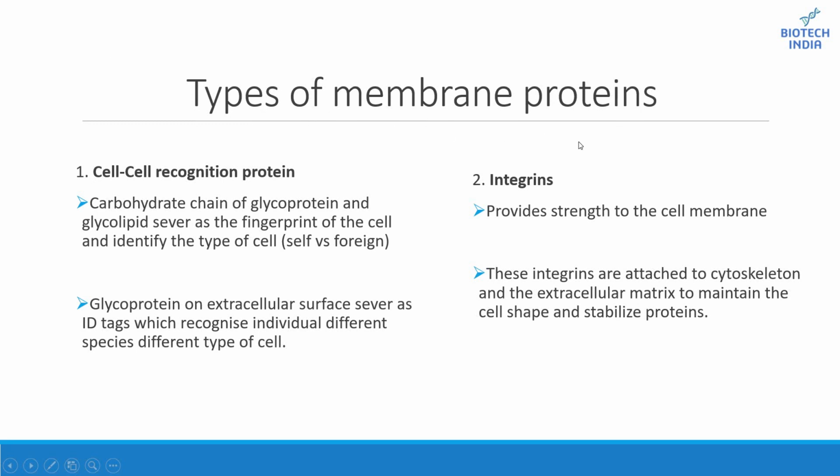There are other different types of membrane proteins which are present. First is cell-cell recognition protein. Carbohydrate chains of glycoprotein and glycolipid serve as a fingerprint of the cell and identify the type of cell. So glycoproteins on extracellular surface serve as ID tags which recognize individual different species, different types of cells. Second is integrins, which provide strength to the membrane. These integrins are attached to cytoskeletons and other extracellular matrix to maintain the cell shape and stabilize proteins.